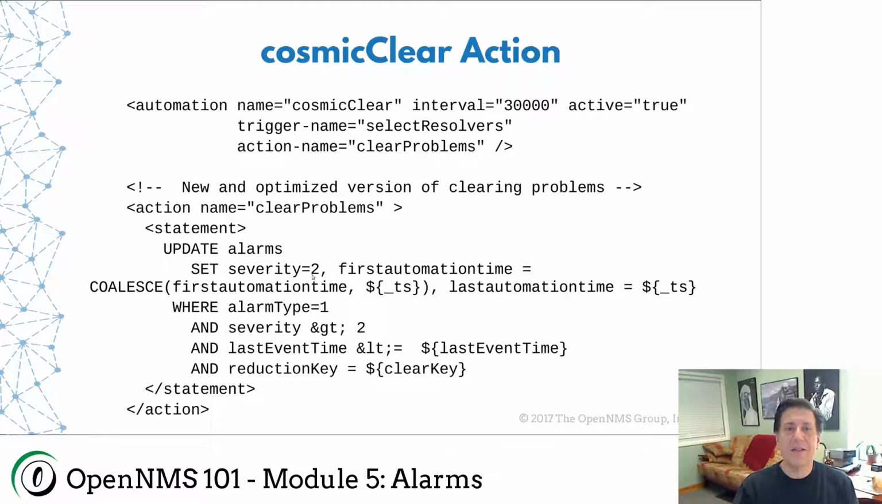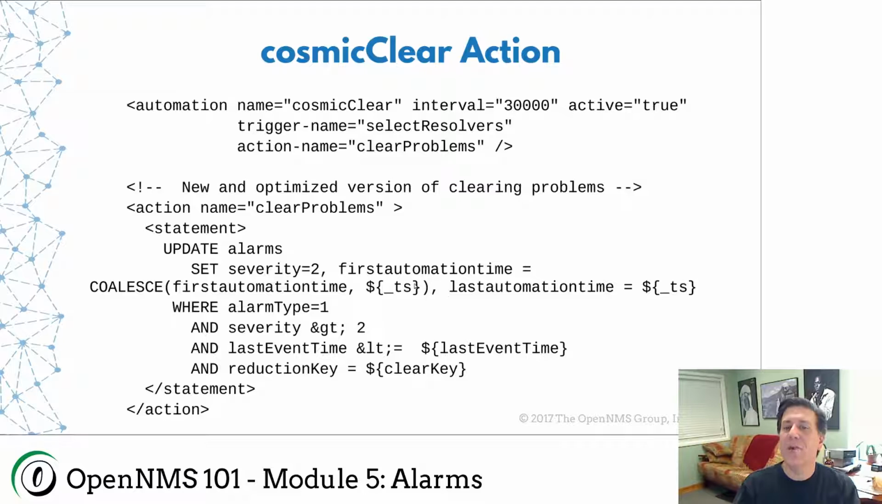Skip this for a second. So clear. Set the severity equal to clear where the alarm is a 1. That's a down. Remember, alarm type 2 is a resolver or an up. This is a problem or a down. So clear any alarm where, jumping down here, where the reduction key equals the clear key. Now, anything you see here in these little curly braces, I don't know what other languages call them, but we call them curly braces or curly brackets. So you've got these curly brackets here.